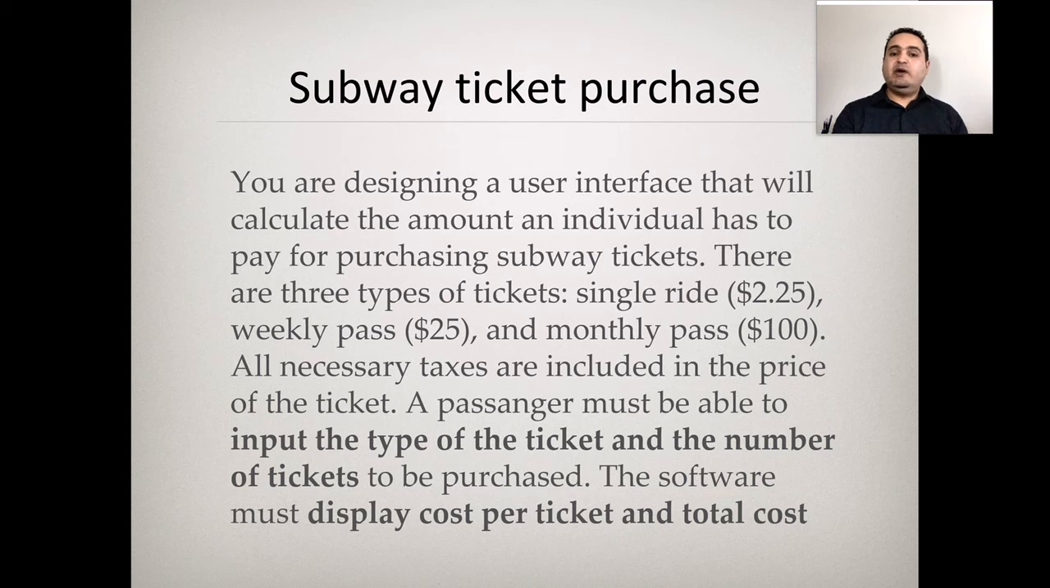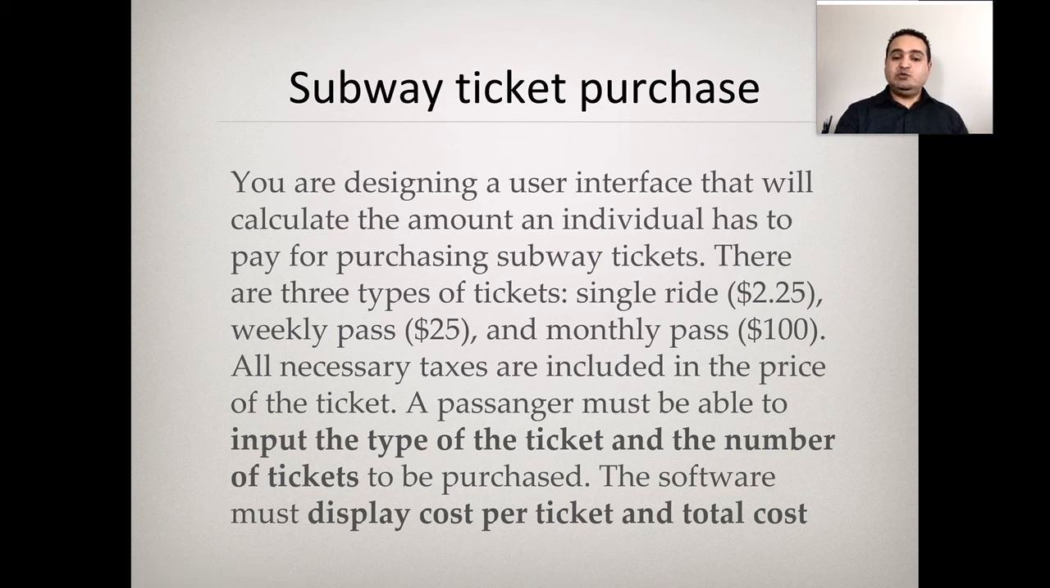So this is a subway ticket purchase. We have 3 types of tickets, and every type of ticket has a specific price. We have single ride, $2.25, weekly pass, $25, and monthly pass, $100. Now they want us to use as an input the type of ticket and the number of tickets, and they want us to calculate the cost per ticket and the total cost. So basically they want us to show the total cost and the cost per ticket.